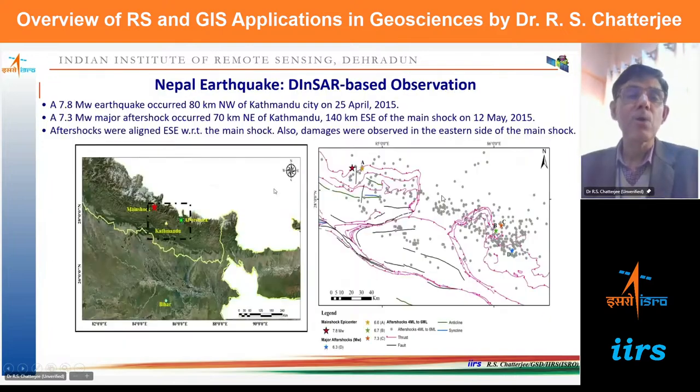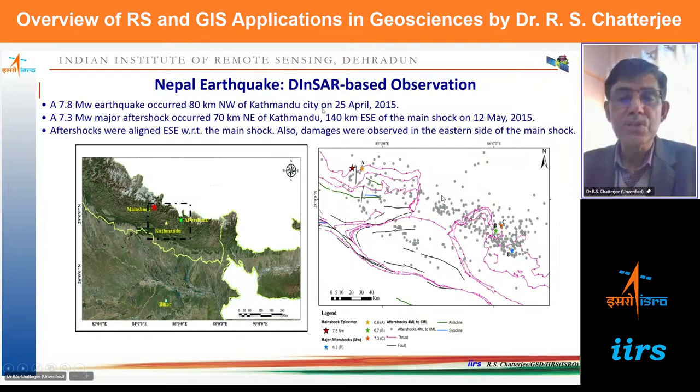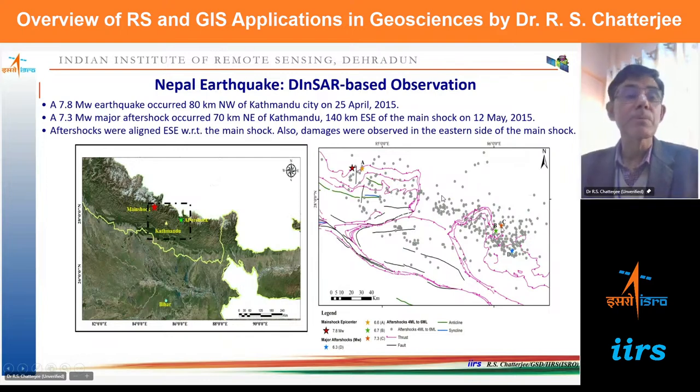Now, in case of earthquakes, see, in case of the Nepal earthquake, you know, there was a 7.8 magnitude earthquake that occurred 80 kilometers northwest of Kathmandu city on 25th April 2015. And many aftershocks happened over this area after 25 April 2015, and many of them were above 6 magnitude. One of them, you see here, is 7.3 magnitude. It's quite a high magnitude aftershock, isn't it?